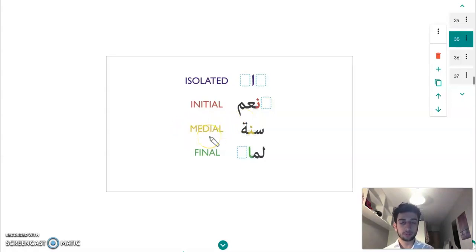Now the third format that a letter can be written in is the medial form, with the letter being in the middle of a word, and in this case it's connected to the letter behind it and the letter in front of it. We can see here it's the same letter that we used in the previous example, the letter N, or noon. It's connected to this side and this side, unlike the previous example, where it was connected only to the left side.